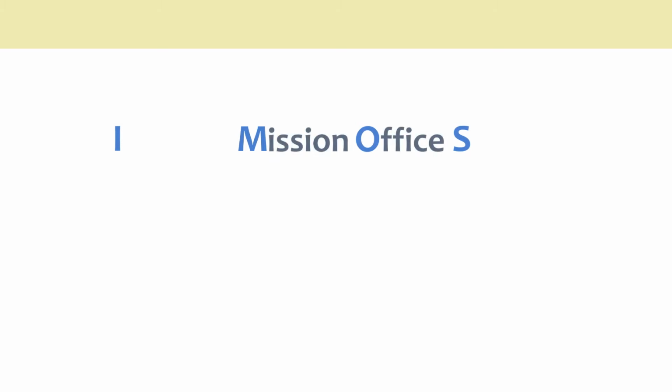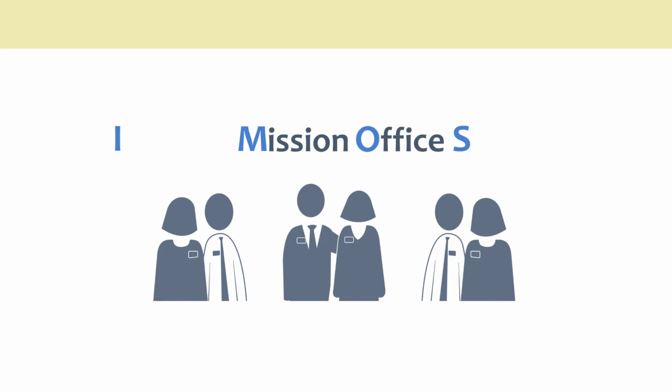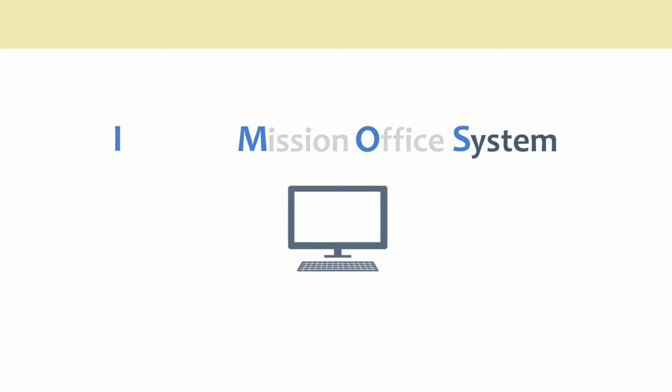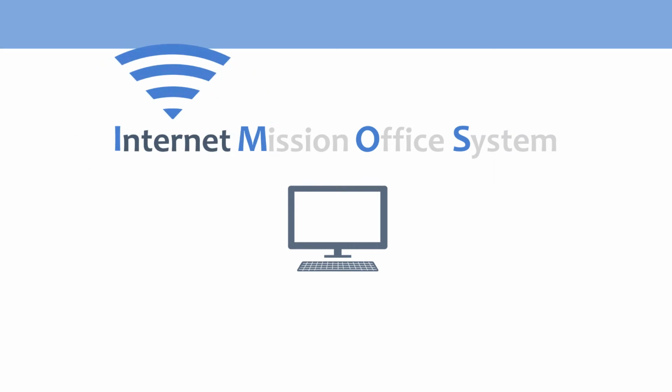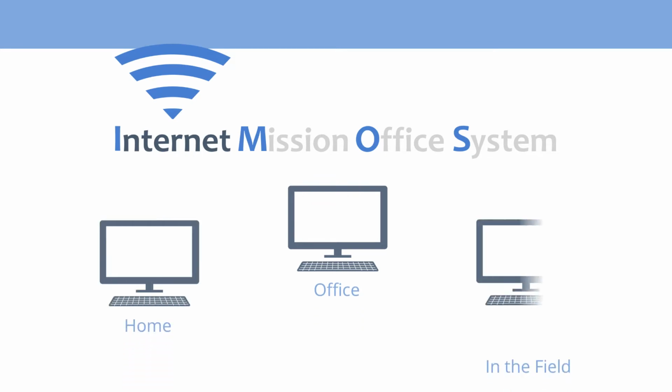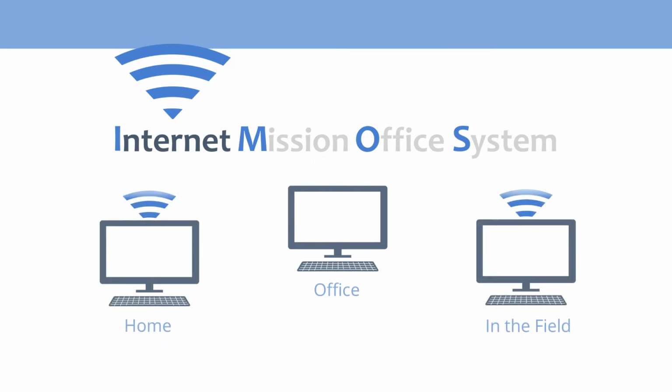What does IMOS stand for? The M and the O are for Mission Office, because you and your Mission Office staff will use it to keep your Mission Office running smoothly. The S is for System, because it's a system of different functions all working together in this Mission Office system. The I is for Internet, because you can access this system by Internet from any computer anywhere, whether at the Mission Office, your home, or in the field, as long as you have a Wi-Fi connection. This Internet Mission Office system we call IMOS.